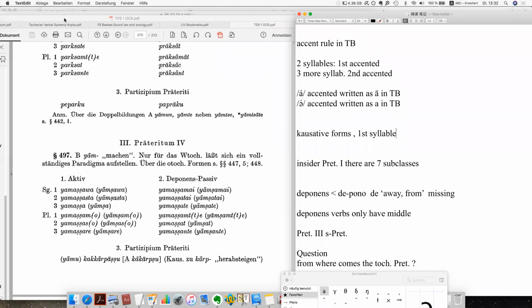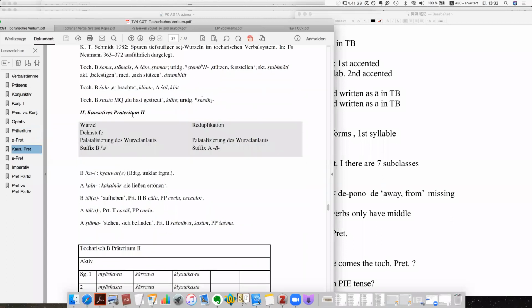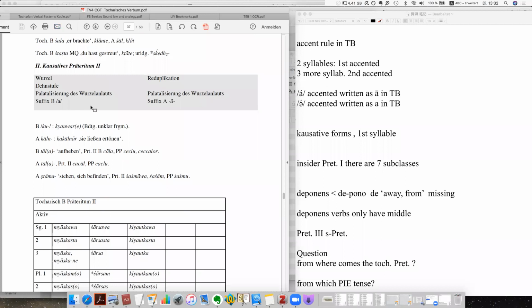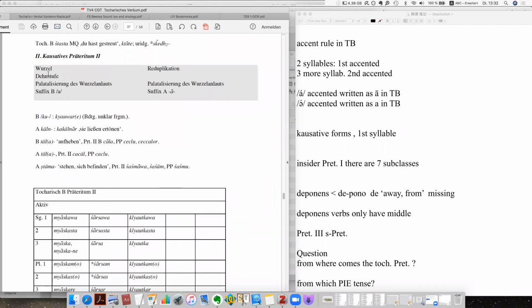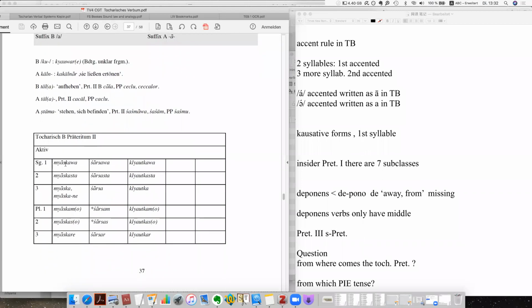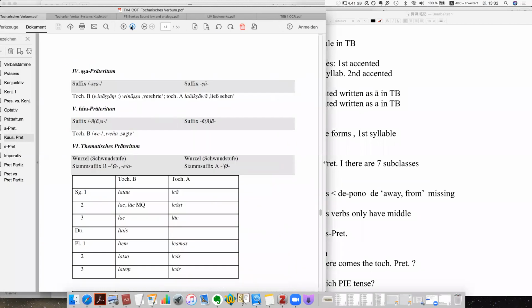And let's probably check preterite 2, the second preterite. The second preterite is called the causative preterite. And this is a little bit special because you can see this is the paradigm in B. It looks like an R preterite. The meaning is probably causative, but we can check it now.